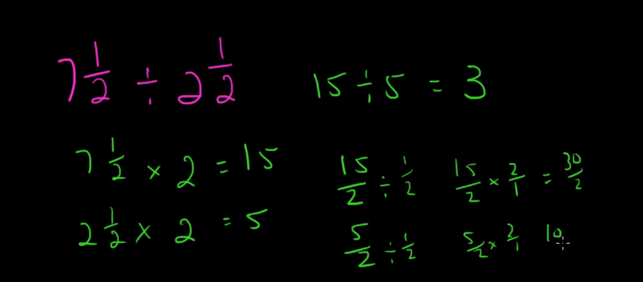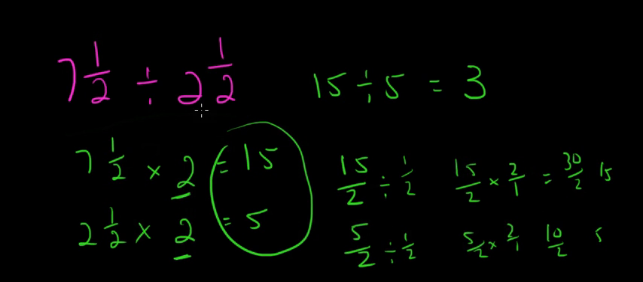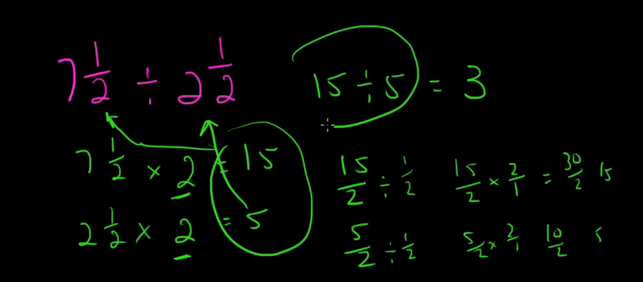That gives me 10 over 2. This reduces down to 15. This reduces down to 5. My same two answers, right? So either way, I get the same thing. I think it's easier just to multiply by 2 in the beginning, like we did right here, and get these two numbers, which are replaced. Replace that number with this, and this one here gets replaced with that, which is what we did over here, and 15 divided by 5 equals 3.